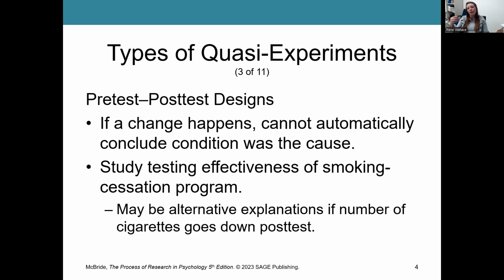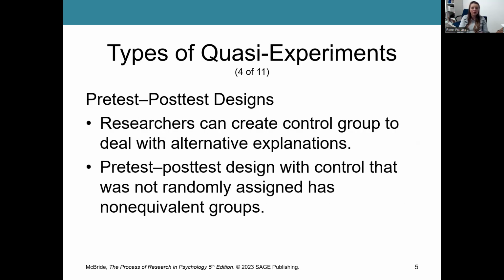And so maybe it's the cessation program that you implemented, or maybe they're just on high alert that day because they know that you're asking them about it. But in a week or two, they're going to go back to their normal baseline. You can create a control group to deal with alternative explanations. So although you can't do random assignment, you could have your control group where you didn't give the cessation program, and you can see, well, did their scores go down too?